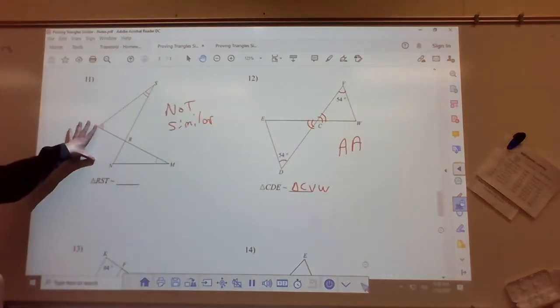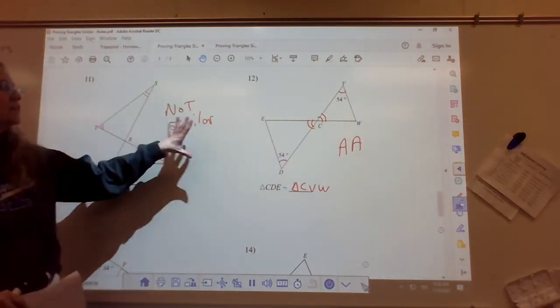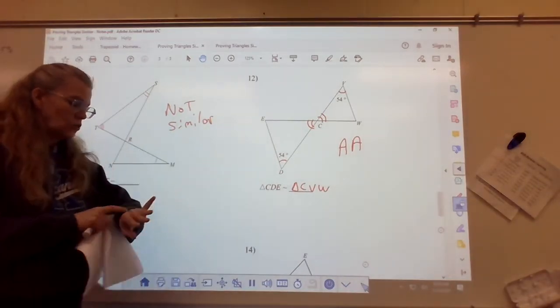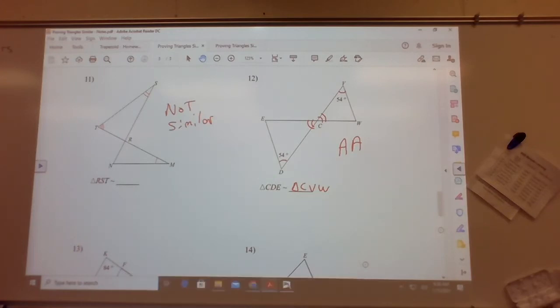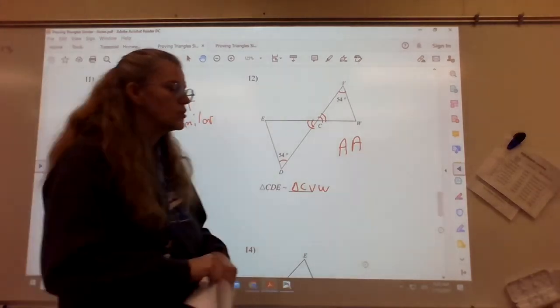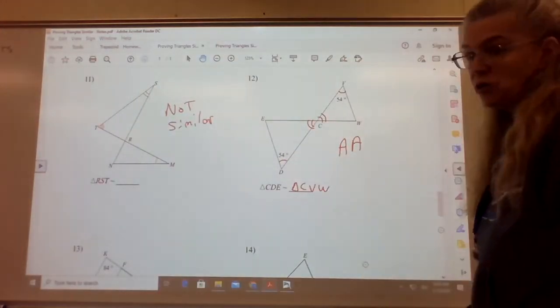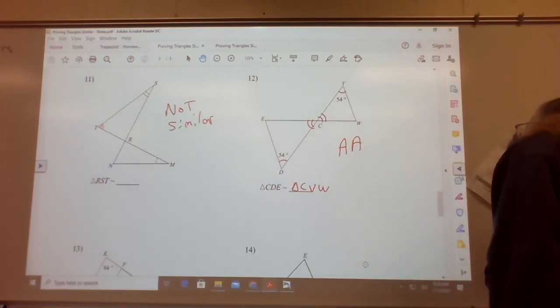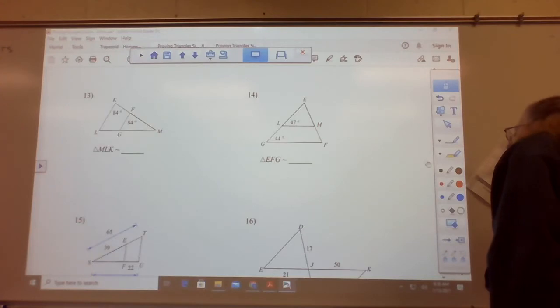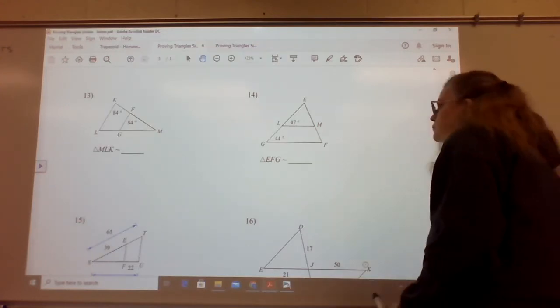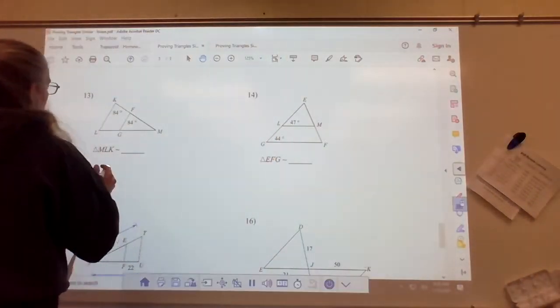So this is an example of an angle, angle, it doesn't work. This is another example of an angle, angle, it does work. So those are two more angle, angle problems. Angle, angle. And like I said, the angle, angle ones are a lot quicker because you don't have to check it. You just have to look at it. 13 is a little bit trickier.